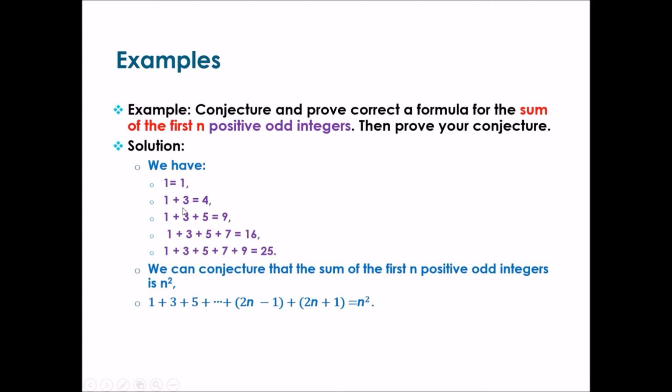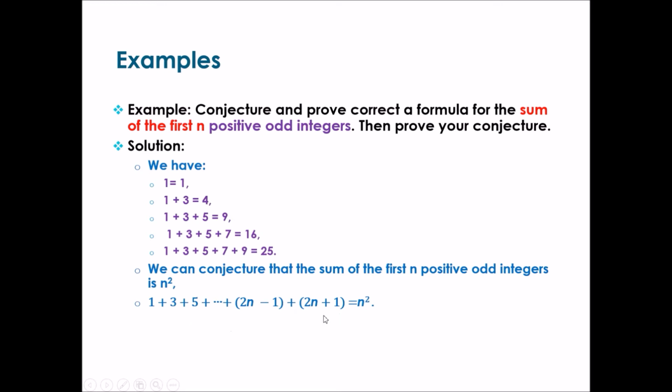So we have a pattern here. If we add one integer, we have 1. We add two integers, we have 2 to the power 2, that is 2 square. Now if we have three odd integers, then their sum is 3 square. If we add 4 odd integers, then the sum is 4 square. If we add 5 odd integers, the sum is 5 square. So we can follow the pattern and conclude that the sum of first n odd integers is equal to n square.